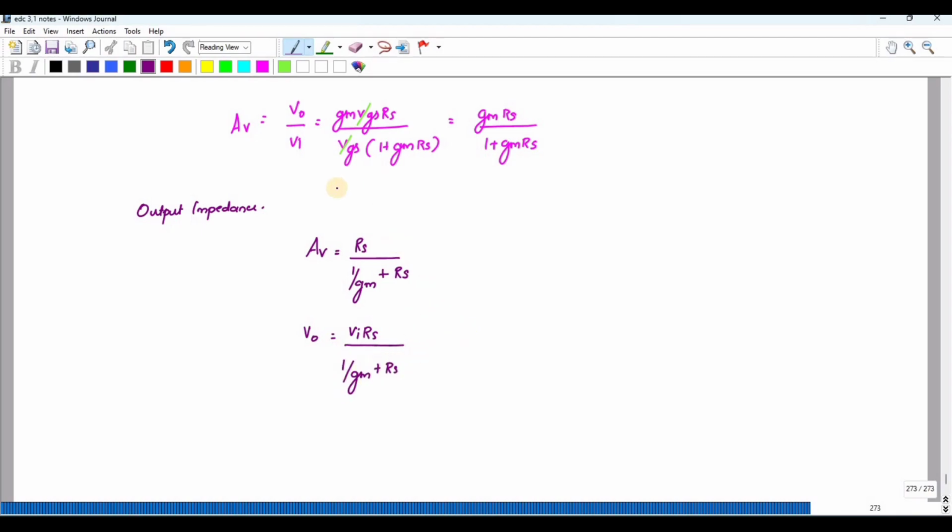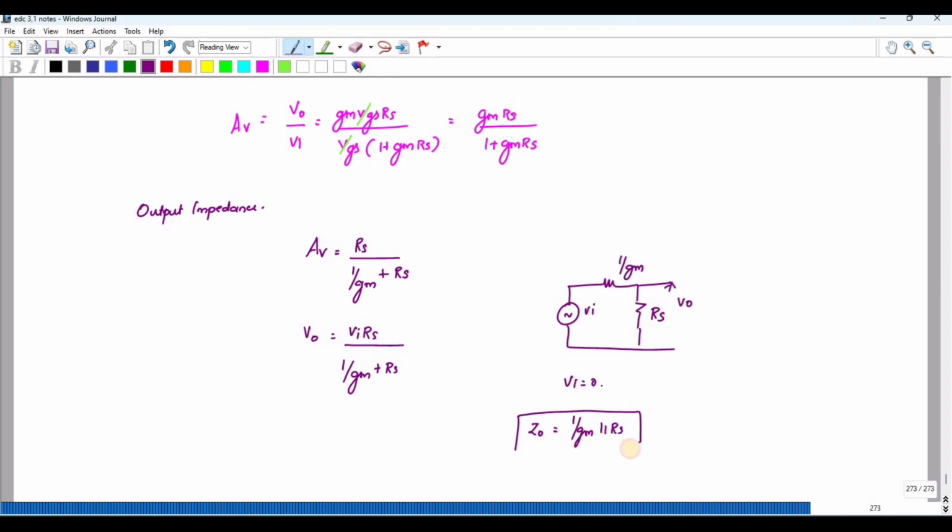So if I draw the circuit diagram for this one, this is nothing but VI, 1 by gm, this is your RS, and this is your V0. Okay, this is how the circuit is. So we know that to find the output impedance, VI should be equal to 0. So if VI is 0, this is short circuited. So what is the value of Z0? Z0 is equal to 1 by gm in parallel with RS. So this is nothing but Z0.